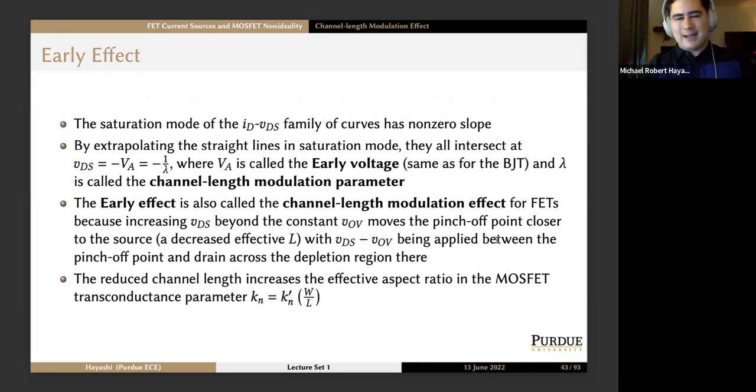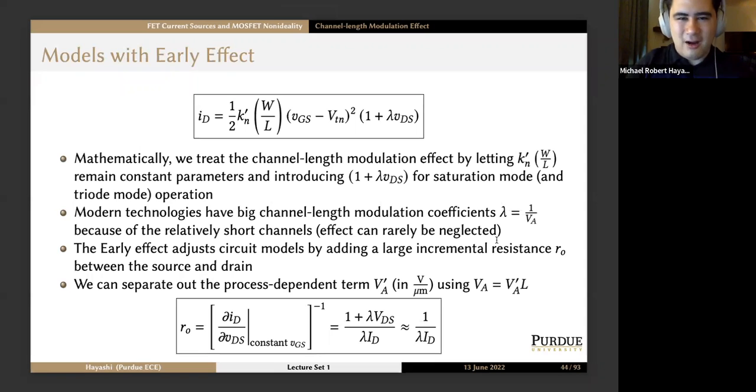So yesterday we did some examples, but we also talked about the early effect, also known as channel length modulation effect, whereby as we increase VDS in the saturation mode, we do get a slight change in the amount of drain current, whereas before we treated it as constant regardless of the drain to source voltage. All we did was add a term to our drain current equation that looks like 1 plus lambda VDS, where lambda is the channel length modulation parameter, with units of 1/volts.